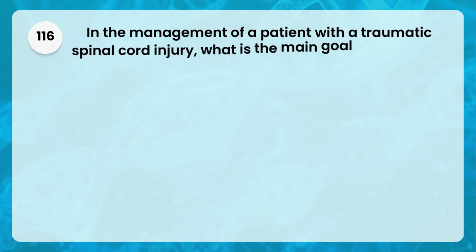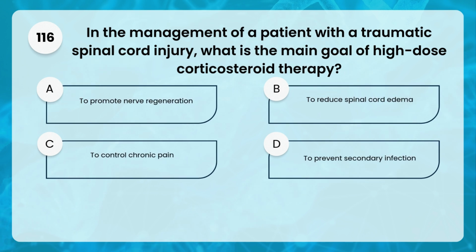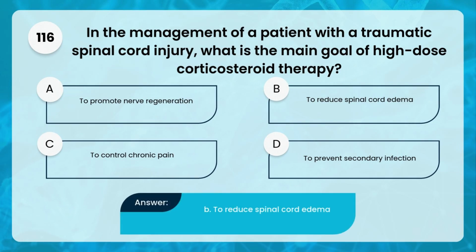116. In the management of a patient with traumatic spinal cord injury, what is the main goal of high-dose corticosteroid therapy? A. To promote nerve regeneration. B. To reduce spinal cord edema. C. To control chronic pain. Or D. To prevent secondary infection. The answer is B. To reduce spinal cord edema.